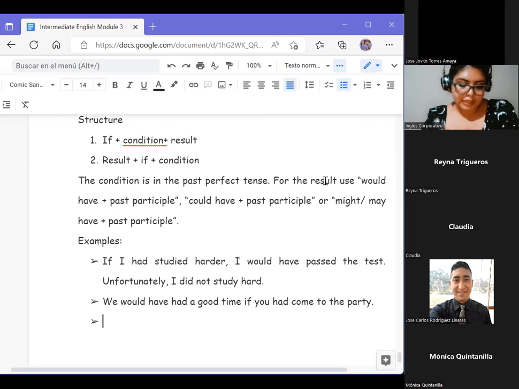Third one, it says, if she had studied harder when she was in university, she could have become a doctor or lawyer. But in that moment, that person didn't like to study, so maybe she or he didn't finish the university or something like that, or maybe she chose another career or something like that.